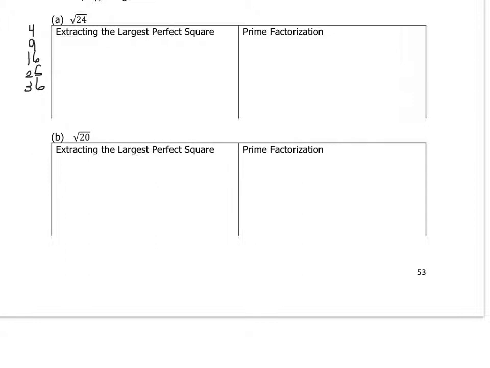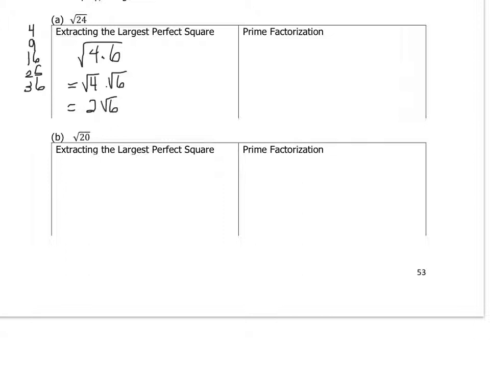So if you look at the numbers that are less than 24, are any of those factors of 24? And they are. 4 is, so you would break that down as 4 times 6 is 24. And then that becomes the square root of 4 times the square root of 6, which is 2 root 6.